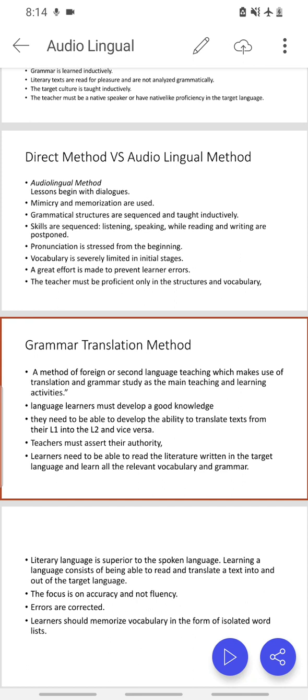Yes, teachers assert their authority, and yes, in the grammar translation method, the teachers have a lot of authority. And I think Pakistani students know it very well. Our teachers are always authoritative. They do not let the students interfere with what they are saying, and if someone stops them or interferes, then there is trouble. I mean, everyone knows about it.